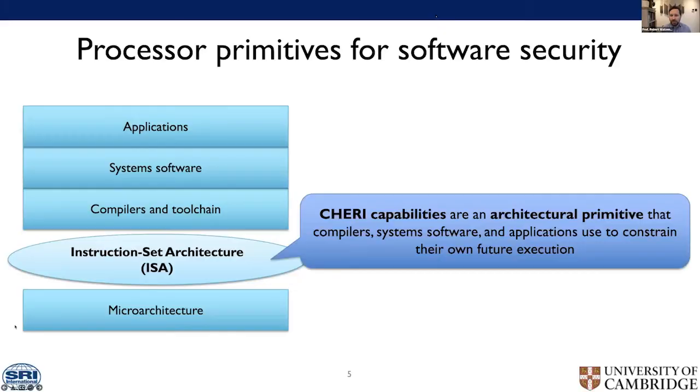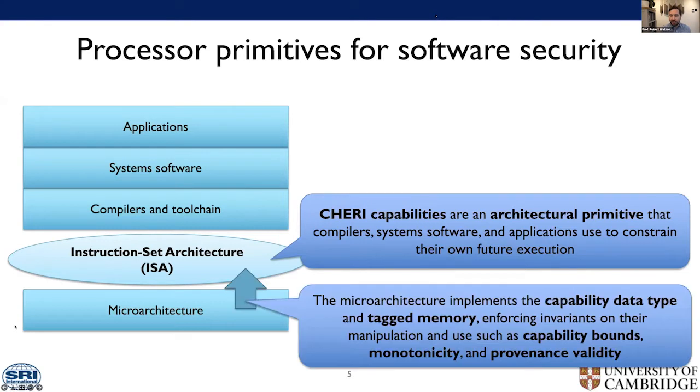Well, as I said, we intervene, if you will, in the instruction set architecture, adding these new data types. In the microarchitecture, we implement new features, such as this capability data type. We introduce tagged memory, and these collectively serve to enforce a set of invariants, controlling the manipulation and use of capabilities on which we're going to build other kinds of software data structures and types, such as pointers. There are a set of rules for that use and manipulation, like monotonicity, provenance, validity, and so on. They're going to prevent the injection of values and their improper manipulation.